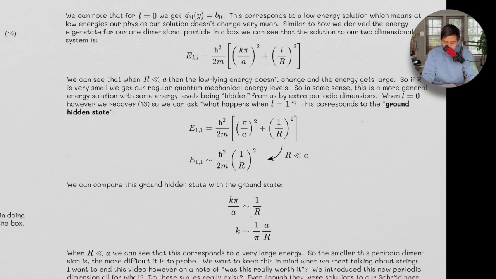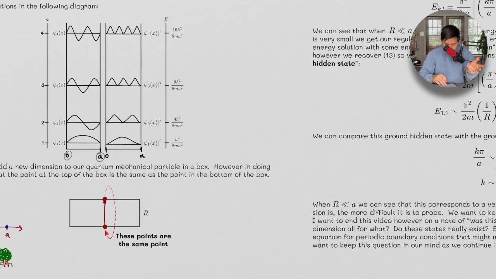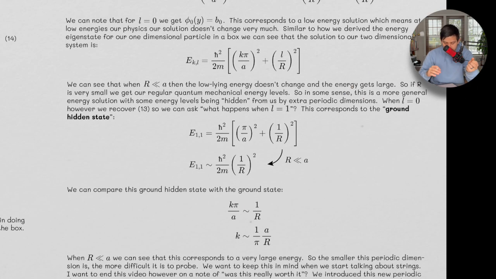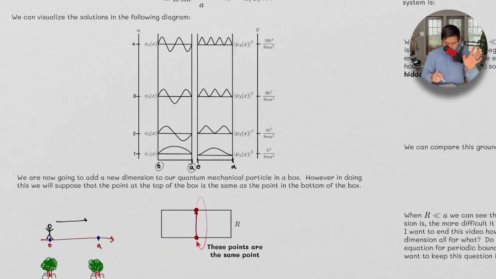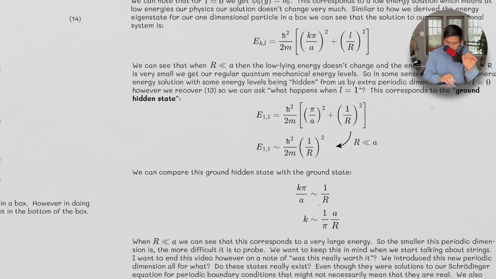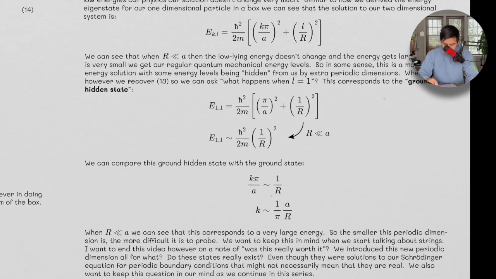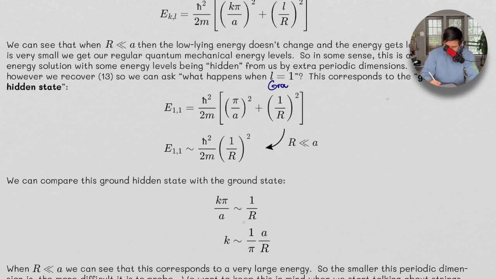What happens when L equals 1? This is going to correspond to a ground state, but not a ground state in this periodic boundary condition. Sorry, I said periodic. Psi 1 is the ground state for this non-periodic dimension, and when L equals 1 it is the ground state for the periodic dimension. Okay, so this is the ground state for the periodic dimension.